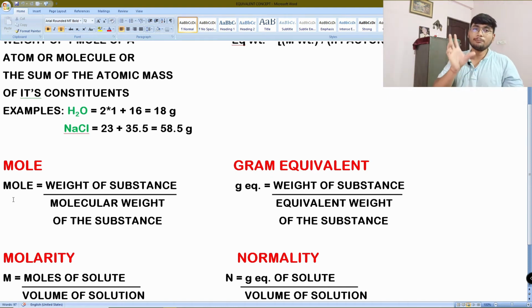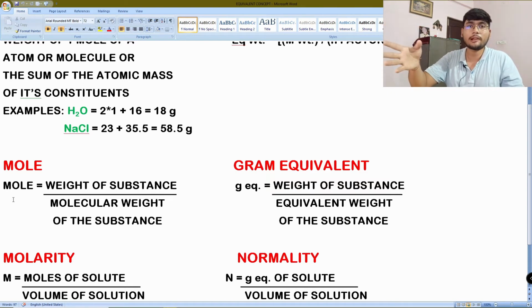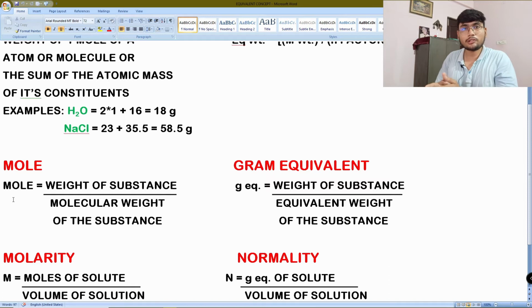So the simple formula for mole is the weight of the substance, whichever you are taking, for example water or sodium chloride or sulfuric acid or potassium hydroxide, sodium hydroxide, any substance. You have to put the weight of the substance and divide it by its molecular weight. And molecular weight, you know, is the sum of the atomic masses of the constituents of the molecule. Like the constituents of sodium chloride are sodium and chlorine, so you have to add the atomic masses of sodium and chlorine to obtain the molecular weight. So this is what moles are.